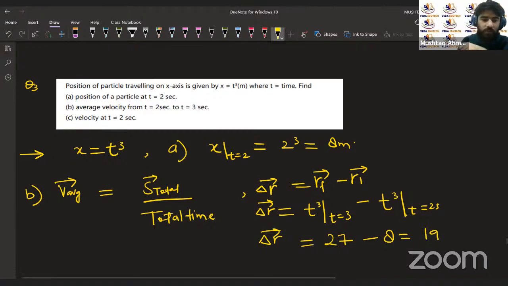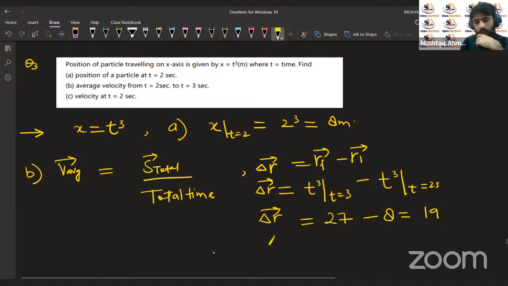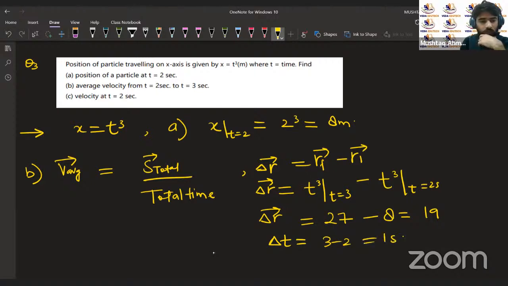So the value of the displacement here is 19 and the time taken is delta t, between 3 and 2 seconds, so it will be 3 minus 2, that's equal to 1 second, right? So V average is total displacement, that's 19, over total time, that's 1. We can say that 19 meter per second is the average velocity, not average speed.